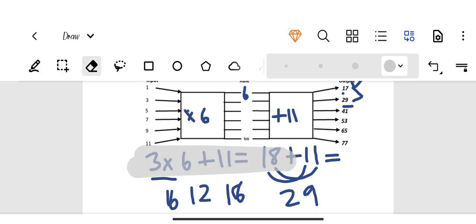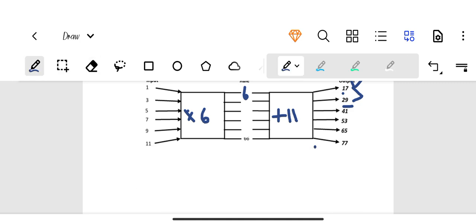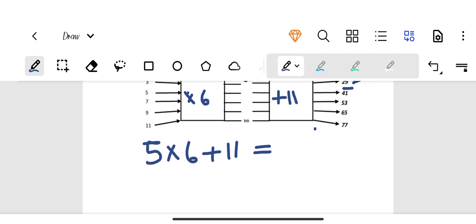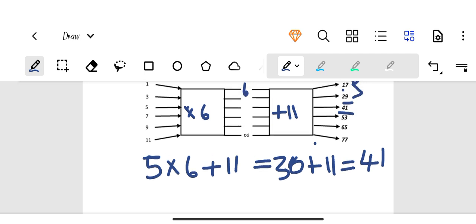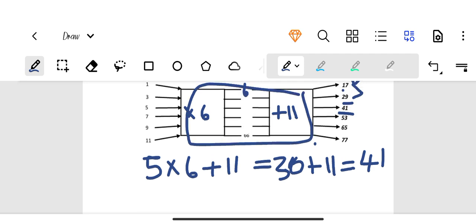Let's try out number 3. With number 3, we have 5 multiplied by 6 plus 11 equal to. So 5 times 6, I think that is 30. So it's 5, 10, 15, 20, 25, 30. So the answer there is 30. Let me just write it here. So it's 30 plus 11. The answer is going to be 41. And 41 is there. So it means that this rule is very correct. I hope these made sense.